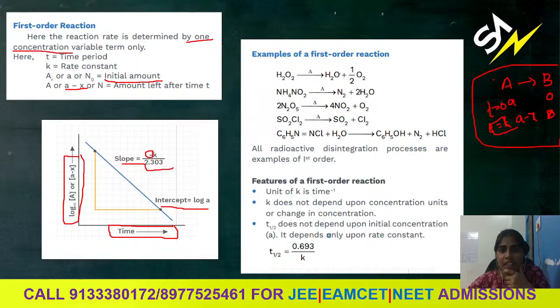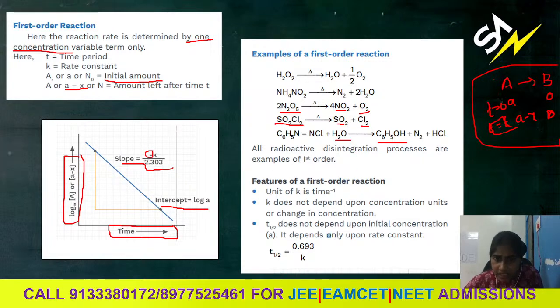So, for example, these are examples of first order reactions. H2O2 on heating gives rise to H2O and half a mole of O2, and NH4NO2 gives rise to N2 and 2H2O. Two moles of N2O5 give rise to 4 moles of NO2 and O2. SO2Cl2 on heating gives rise to SO2 and Cl2. C6H5N=NCl on reacting with water gives C6H5OH, N2 and HCl.